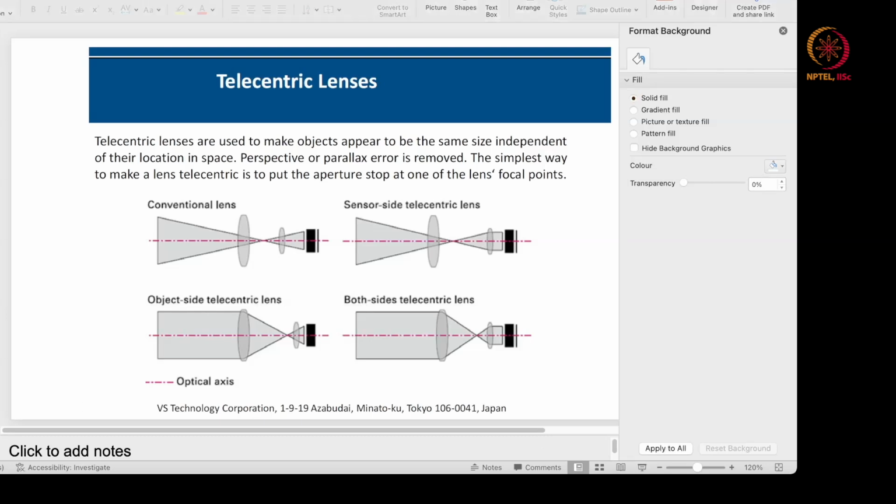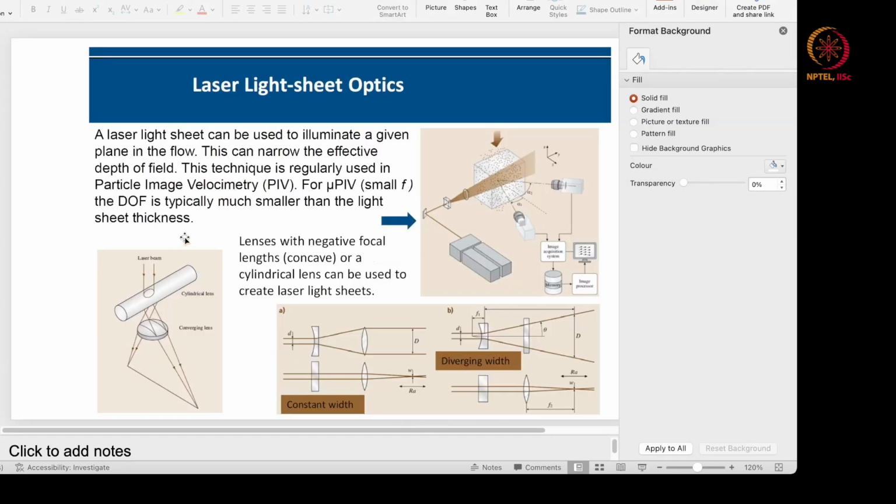So that is what the telecentric lenses actually do. Okay, so it's basically to make the objects appear to be of the same size. Now, we talk a little bit about the laser sheet optics.